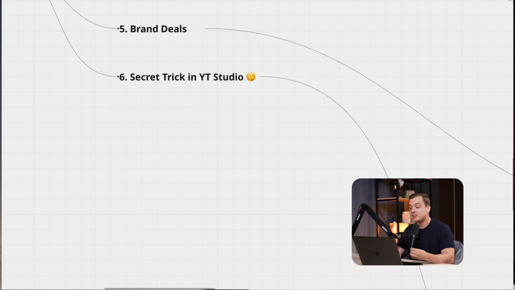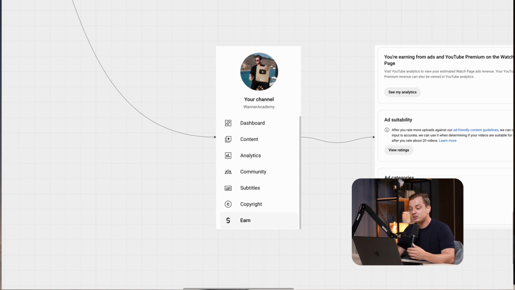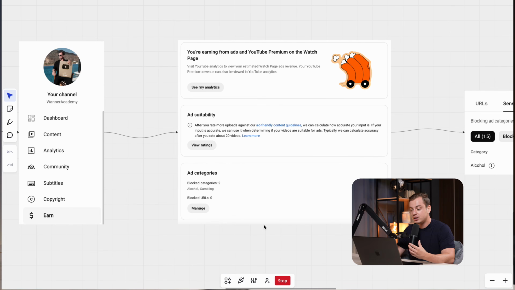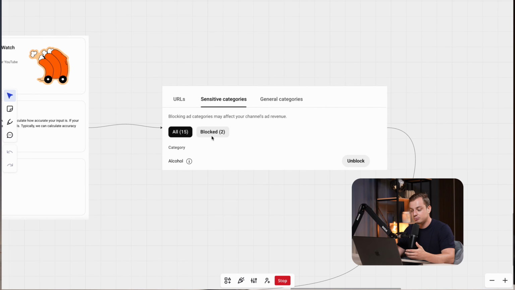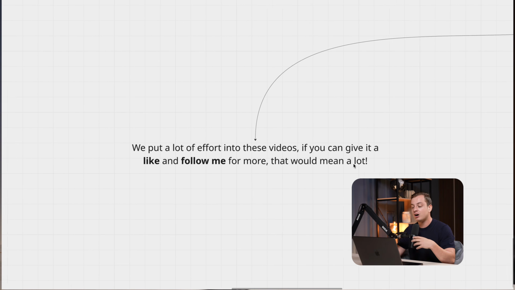And number 6 is a secret trick in YouTube Studio. What you can do is head over to the earnings tab, go to ad categories and click on manage. Then you go to sensitive categories, click on blocked, and then you unblock alcohol ads and gambling ads.